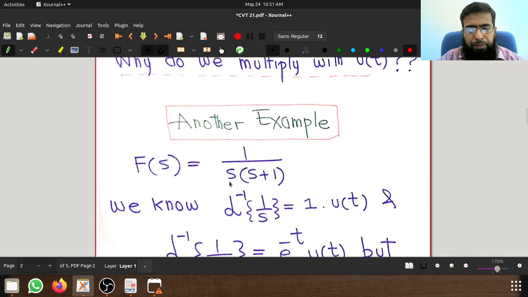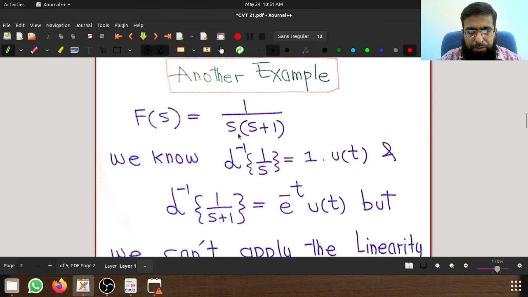Right, another example is a bit trickier, because instead of 1 over s plus 1 over s plus 1, we have 1 over s multiplied by s plus 1. Now we know the Laplace inverse of 1 over s is 1 times u of t, and the Laplace inverse of 1 over s plus 1 is e to the minus t. But it cannot be written like this, because they are being multiplied together.